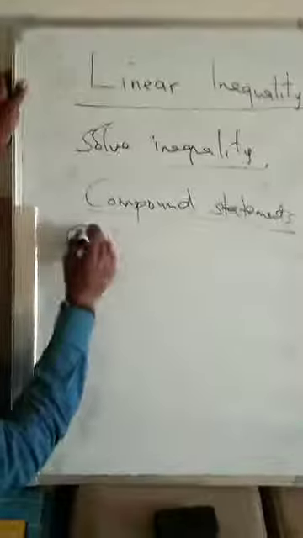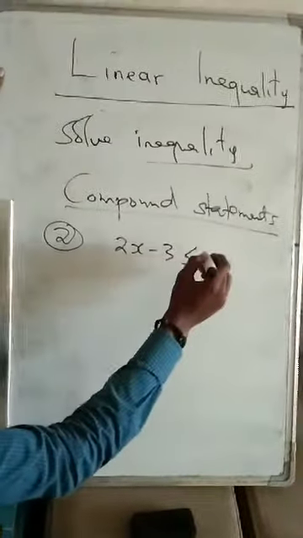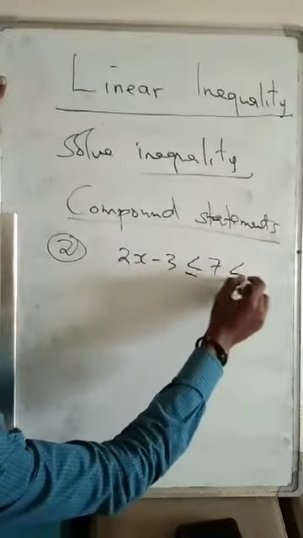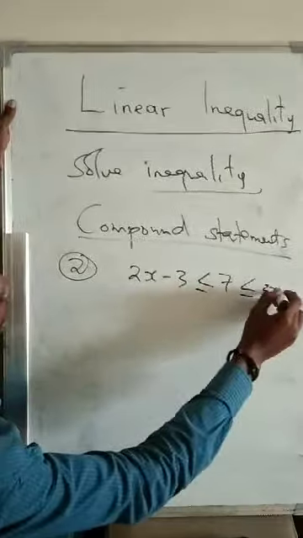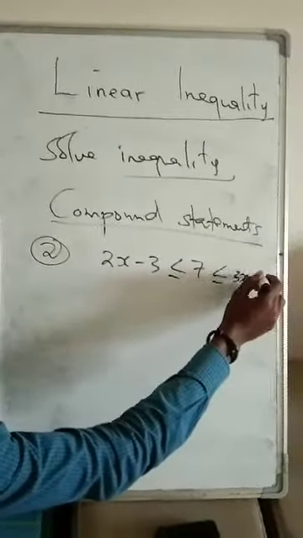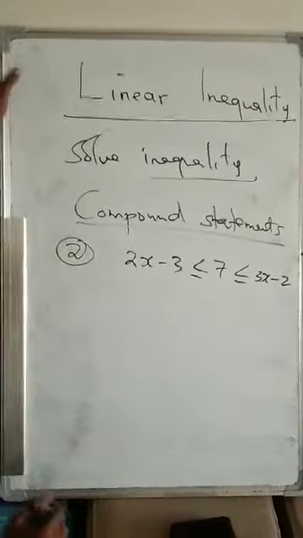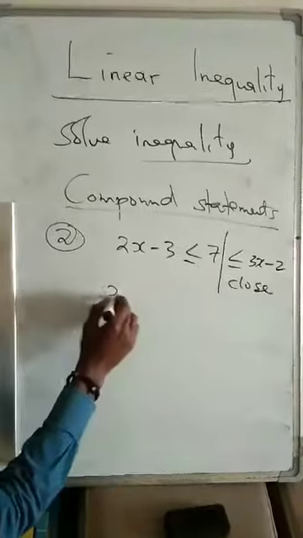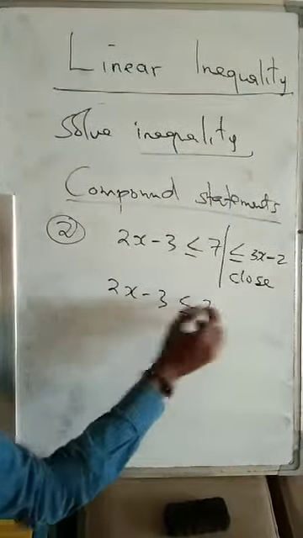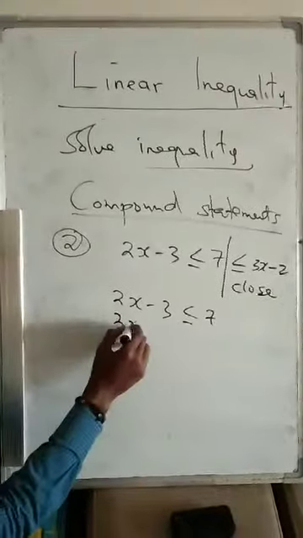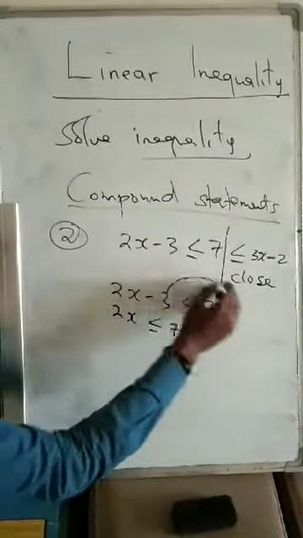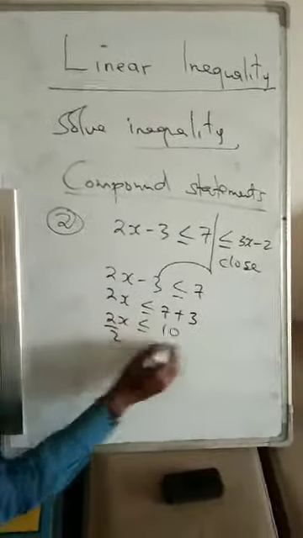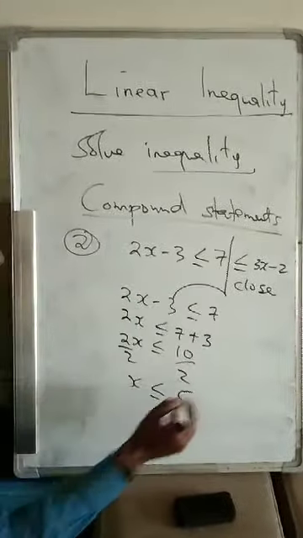Another simple example. 2x minus 3 is less than or equal to 7, which is less than or equal to 3x minus 2. So we are solving the inequality. What you do, you close that end. Say 2x minus 3 is less than or equal to 7. 2x is less than or equal to 7 plus 3. That one closes the inequality and becomes that. 2x is less than or equal to 10. Therefore, x is less than or equal to 5.